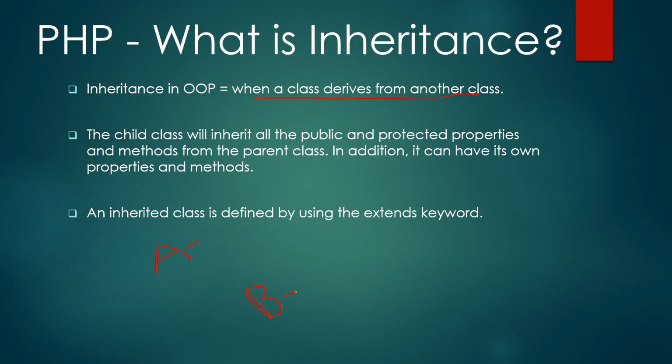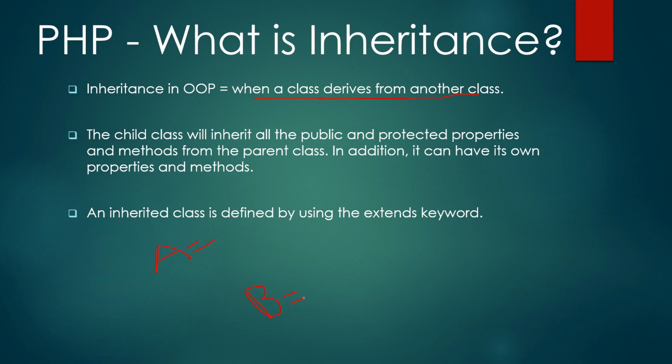So what is the advantage? If we derive B from A, then I can access all the properties and methods of class A in class B. So this is the advantage of deriving a class from another class. We can access all the properties and methods of the parent class inside the child class. This is also called the superclass, and the child class you can call a subclass.